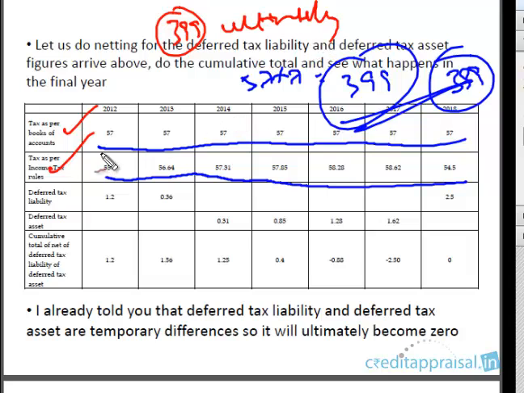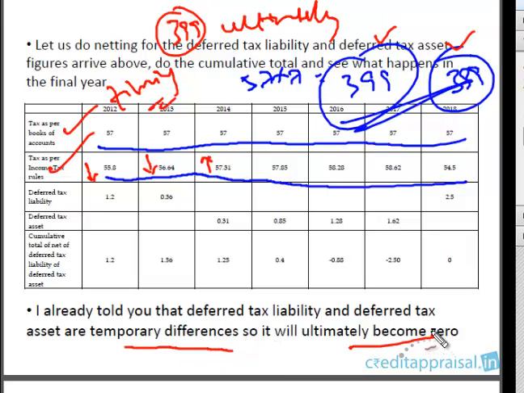The timing was different. See, in the first example, every year it was paying 57 lakhs, whereas in the second example, in the first year it paid a lower amount. Again in the second year it paid a lower amount. In third year comparatively it was a higher amount, and so on. So there is a timing difference here, right? There is a timing difference as to when the tax was paid, but ultimately the company did pay 399 lakhs in both the cases. So this is a temporary difference.